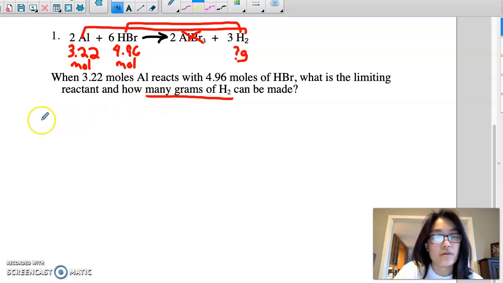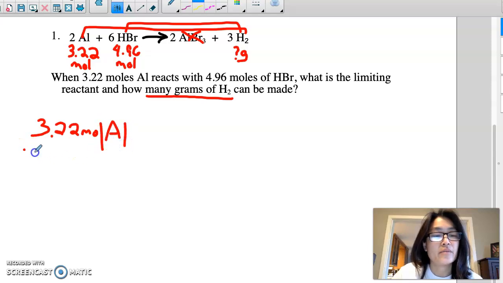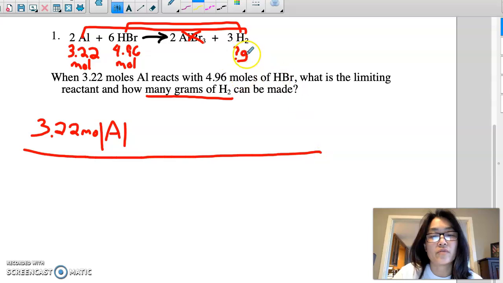So my first problem, I'll go ahead and write my given. So 3.22 moles of aluminum. So I'll have to be kind of patient with my mouse writing here. 3.22 moles, ooh, that was ugly, of aluminum. And I'm going to go ahead and try to get over here to grams of hydrogen. So I'm trying to get rid of moles of aluminum, so I'm going to write moles of aluminum down here.